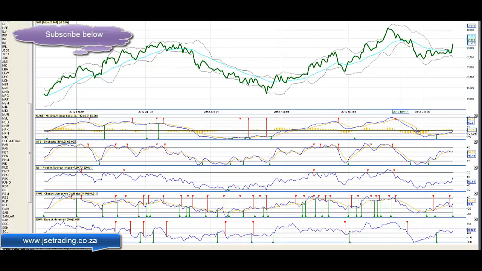If you look at the oscillators, they are moving up. The moving average is crossing through. The stochastic is still moving up. Relative strength is still moving up. The momentum, although it was sideways, is still above the zero line, still going up. So we're not too concerned there.